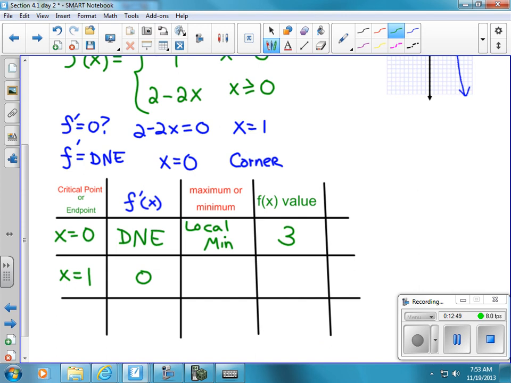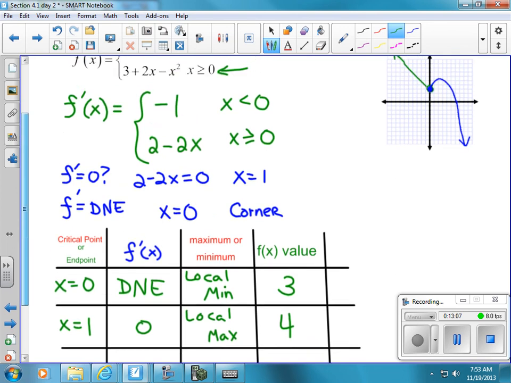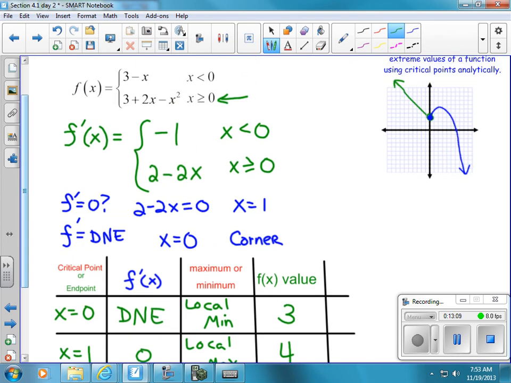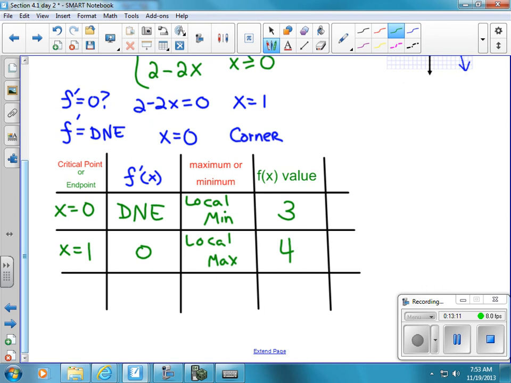All right, so that's a local min. At x equals 1, we have a local max, right? According to our graph. And when we plug that into the equation, we get 4. We would use the equation for greater than 0 again to get 4. All right, so again, these are our examples. Have a great Section 4.1 derivative day.